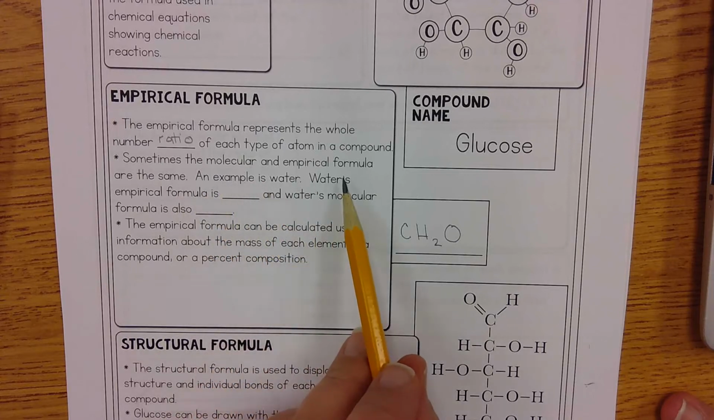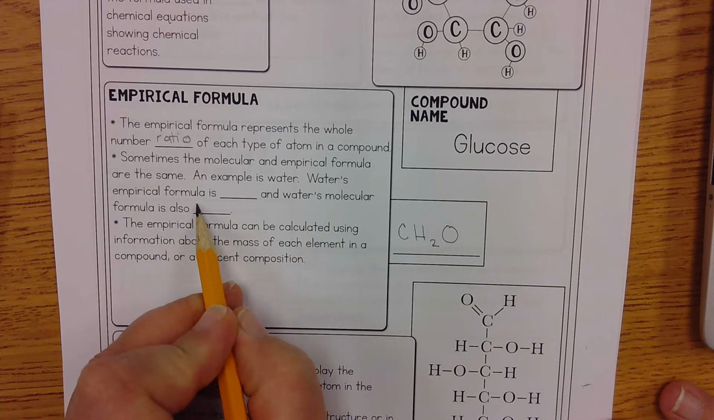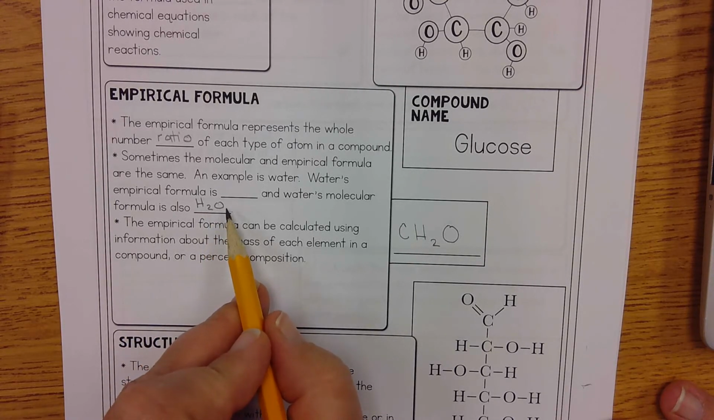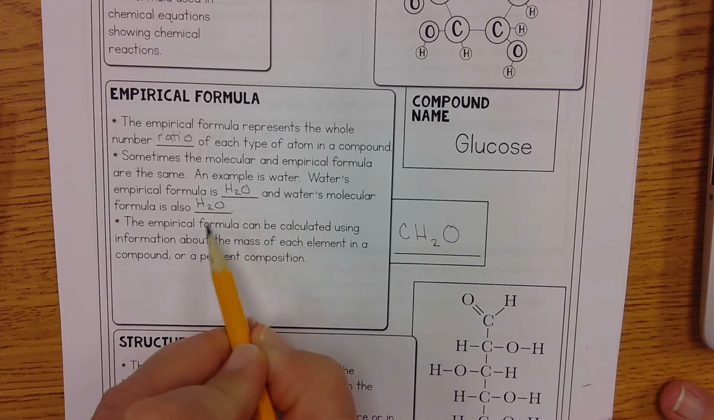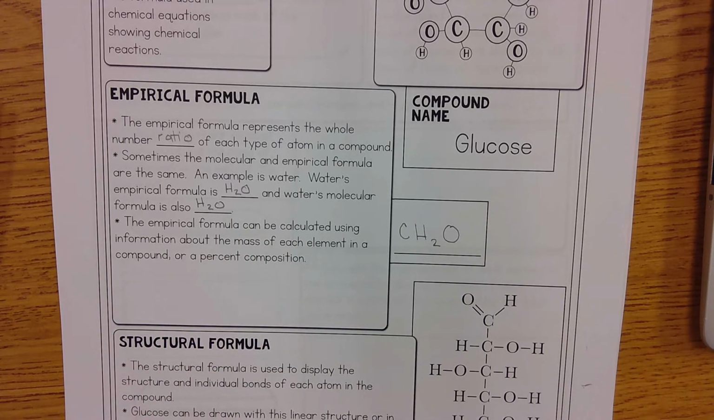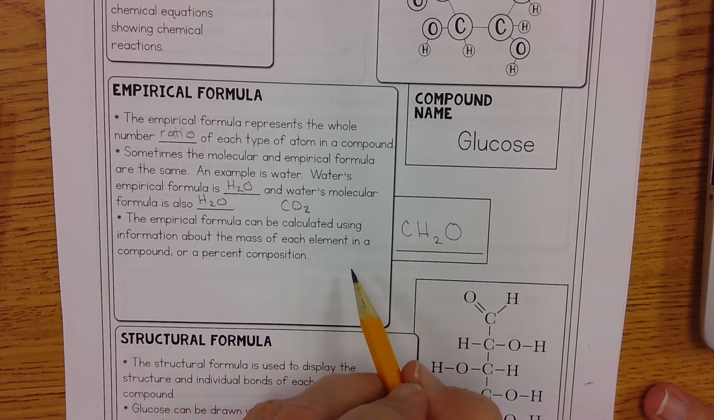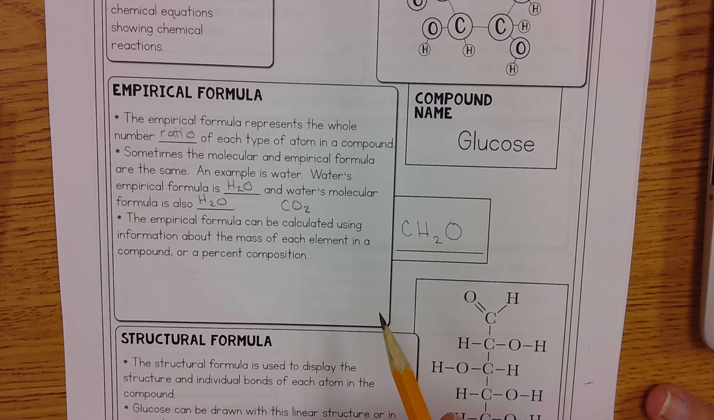Now, sometimes the molecular and empirical formula are the same. An example for that is water. I'm going to start with the molecular formula for water, which we all know is H2O, right? Well, the least common multiple of 2 and 1 is 1, so the empirical formula is the same, H2O, because it can't be reduced any further. CO2 is also the same thing, carbon dioxide, CO2. There's nothing I can do. The empirical and molecular formulas are the same.